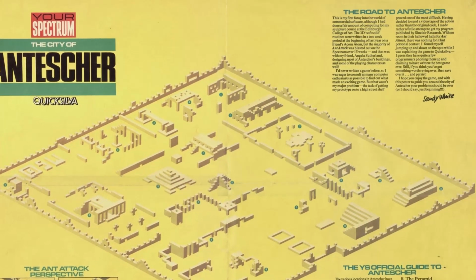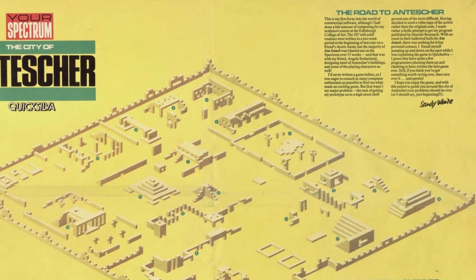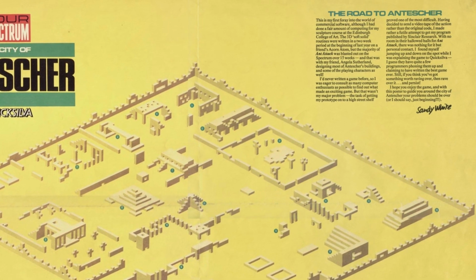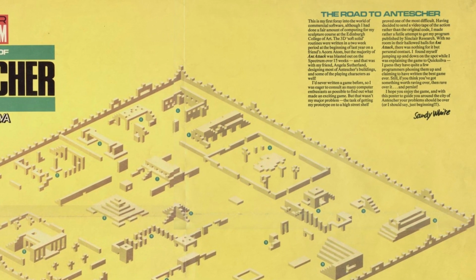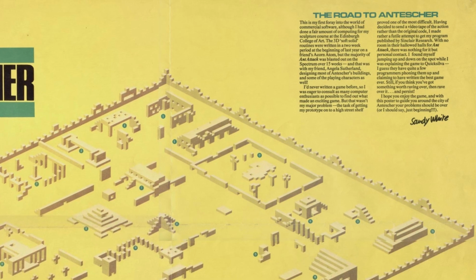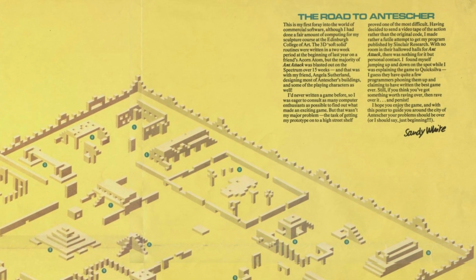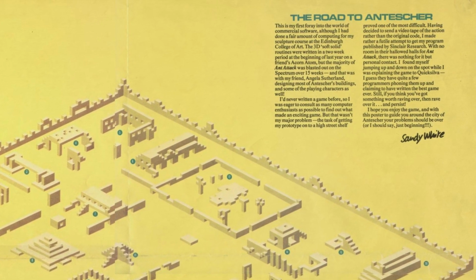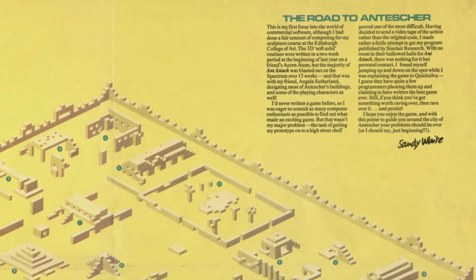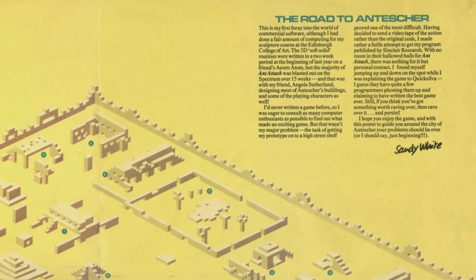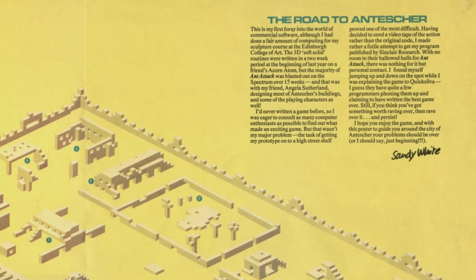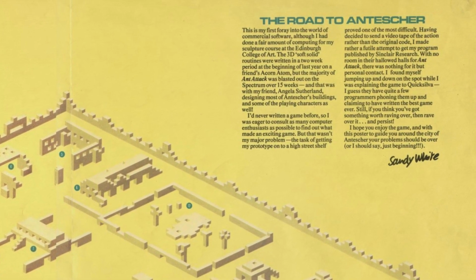Speaking with Your Sinclair magazine, Sandy White noted that Ant Attack was his first foray into commercial software, though he had been working with computers for a while as part of a sculpture course at the Edinburgh College of Art. The isometric Softsolid 3D engine was written over the course of 2 weeks, and was originally composed on an Acorn Atom computer, while the rest of the game took another 15 weeks for White to compose, with his friend Angela Sutherland contributing building and character designs.